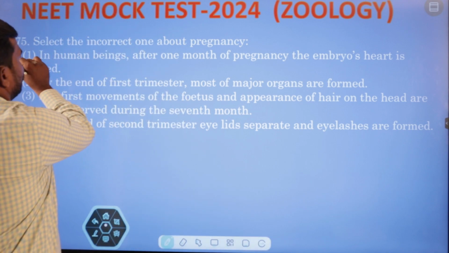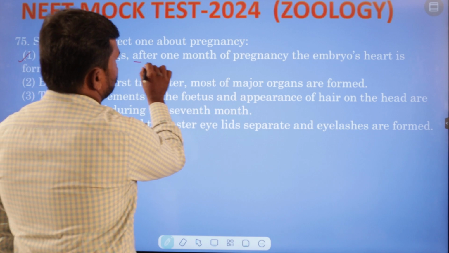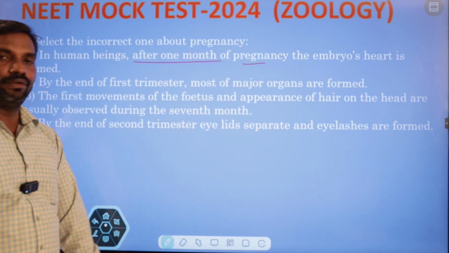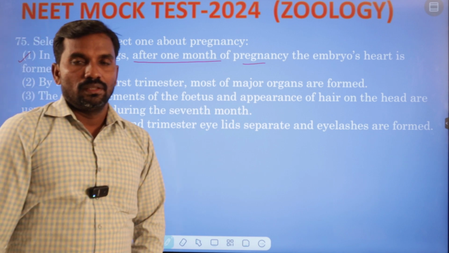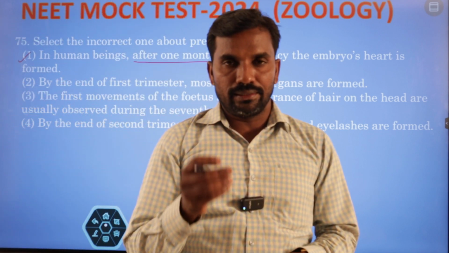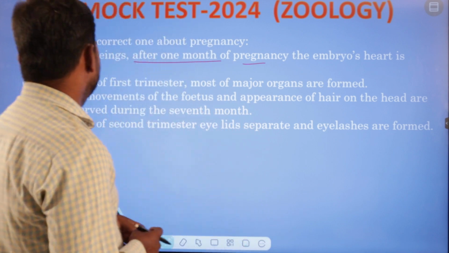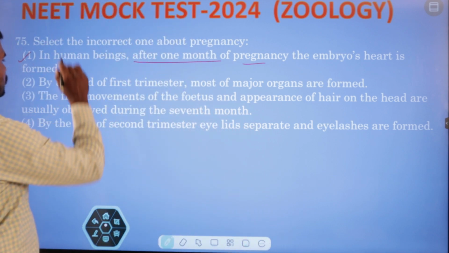Statement 1: in human beings, after 1 month of pregnancy, the embryo's heart is formed. This is correct. The first organ to develop inside the fetus is the heart, which is of mesodermal origin. So the statement is correct.